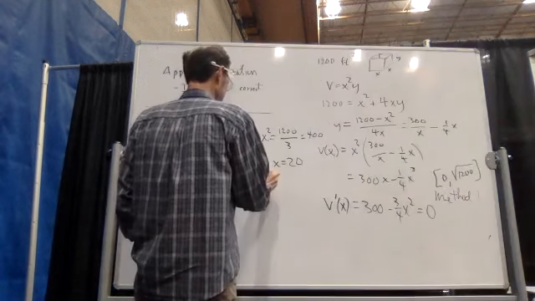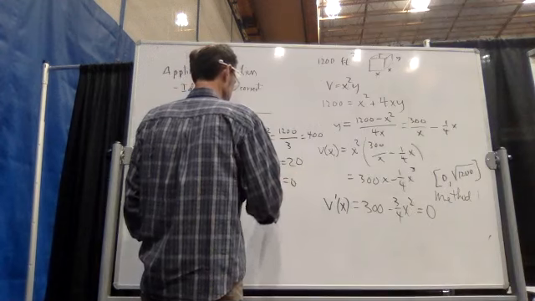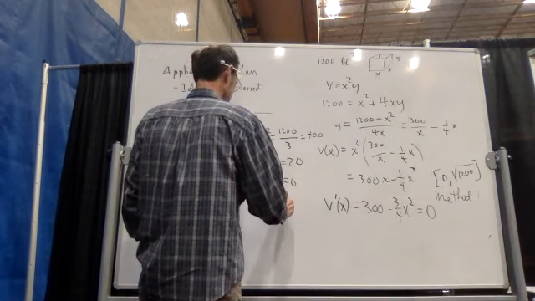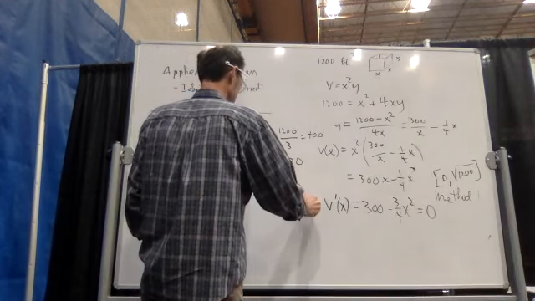Yeah, so V of 0 is 0. V of the square root of 1200 is 0. We've already ruled out those, and V of 20 is positive. Therefore, it's the absolute max. Okay, step 5.